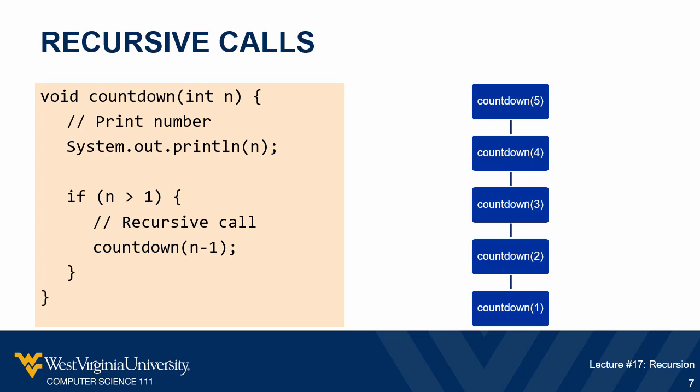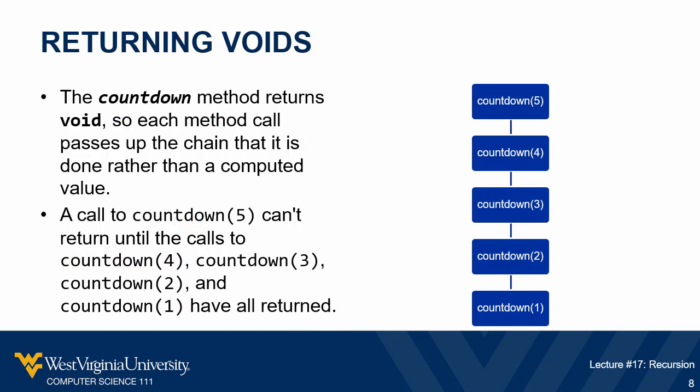And in our case here, what would happen then is this method is going to return from countdown with 1. Since it's not placing a recursive call, it's just going to come down here, hit the end of the method, and return. In our countdown example, the countdown method is a void method. So it's not going to return any particular value when we complete each call to countdown. It's just going to return back up the chain that it is done.